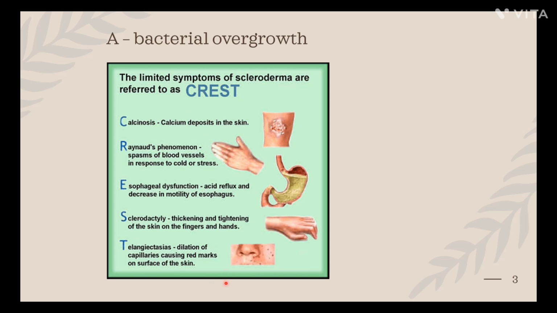There is also another question they ask: what is the antibody associated with limited cutaneous systemic sclerosis? It is anti-centromere. For all systemic sclerosis, all of them are associated with anti-Scl-70, but limited cutaneous is specifically associated with anti-centromere.